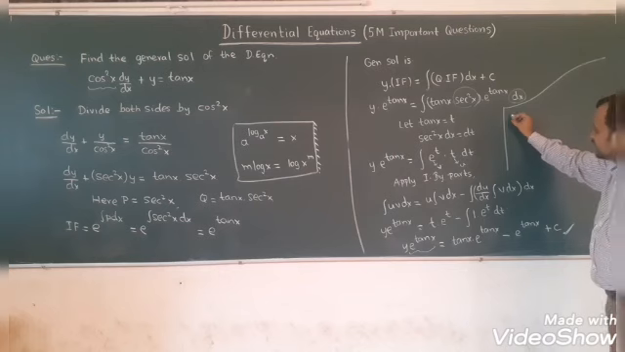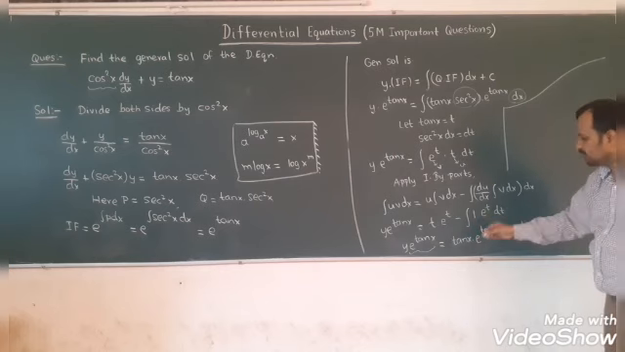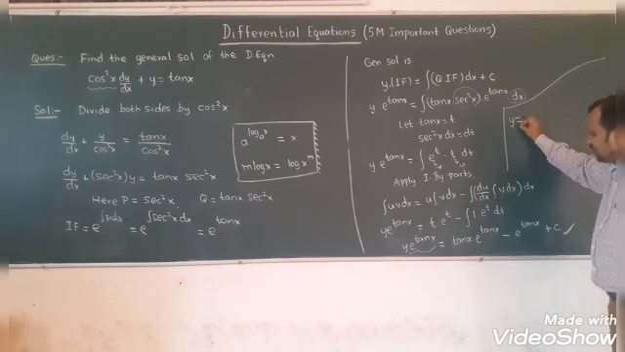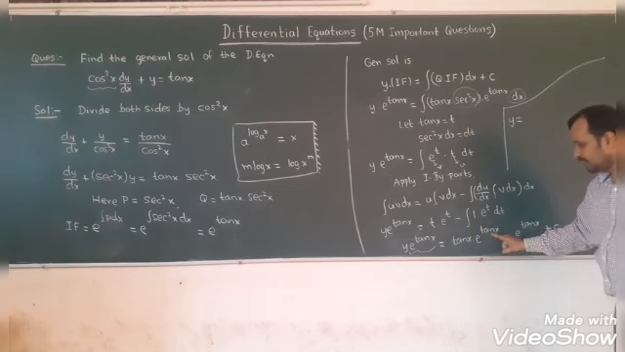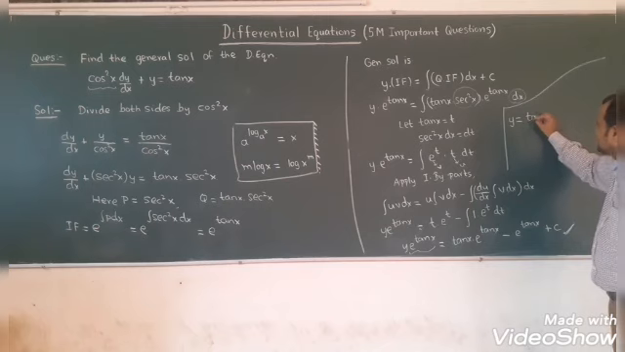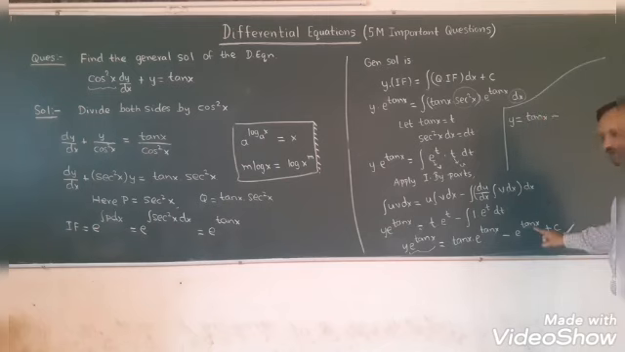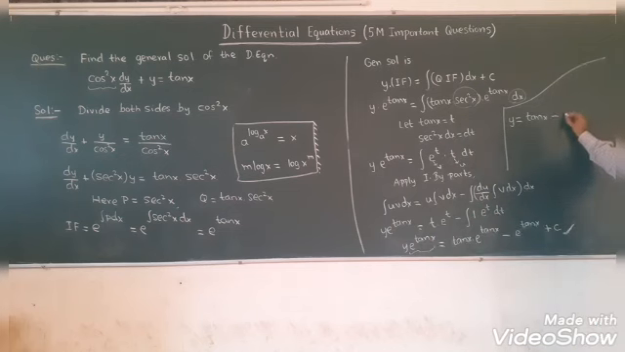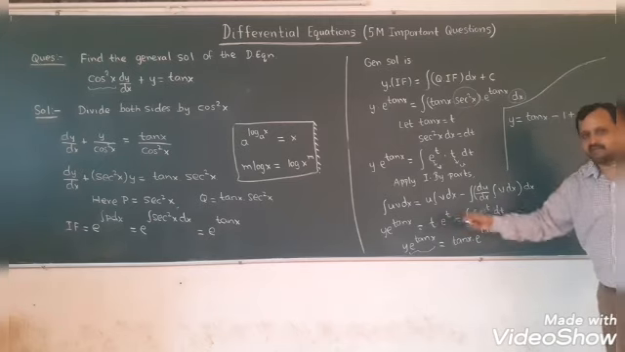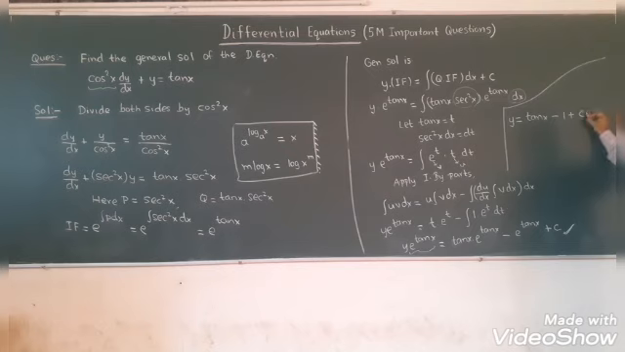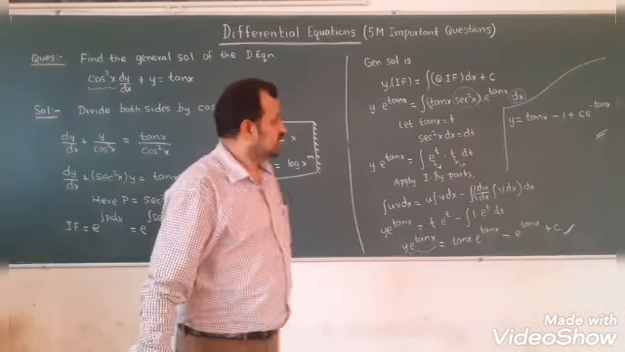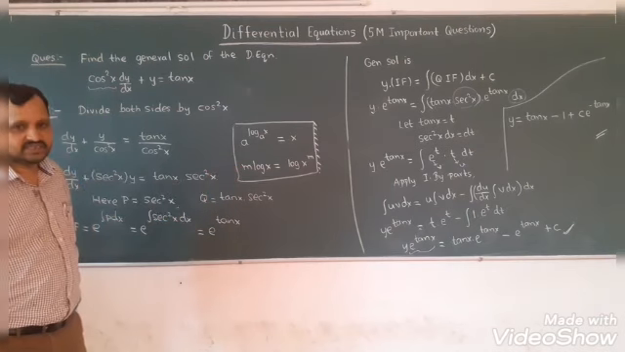So finally the answer is, divide both sides by e power tan x. You will get y is equal to, e power tan x cancels, you will get tan x minus e power tan x divided by e power tan x will cancel. What you will get is 1, plus c divided by e power tan x, which we can write as c into e power minus tan x. So this is the required general solution of the given differential equation.